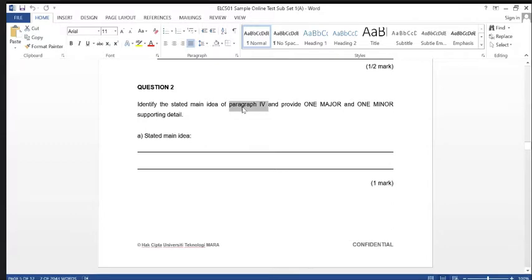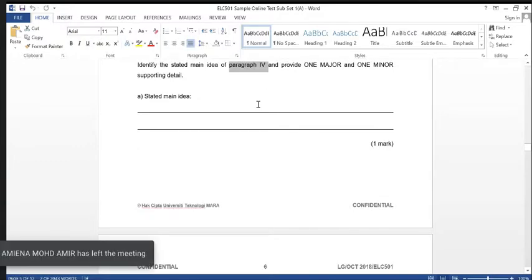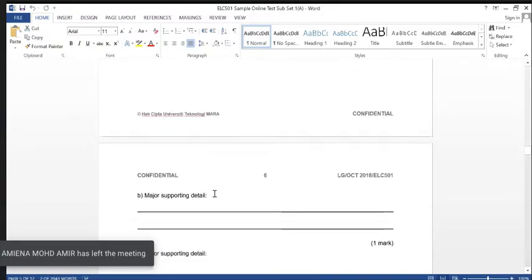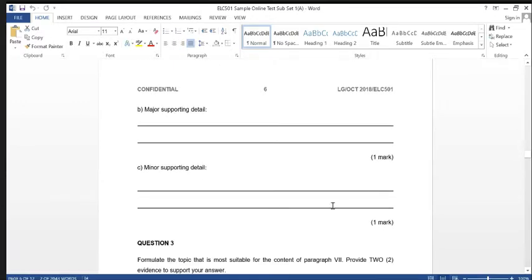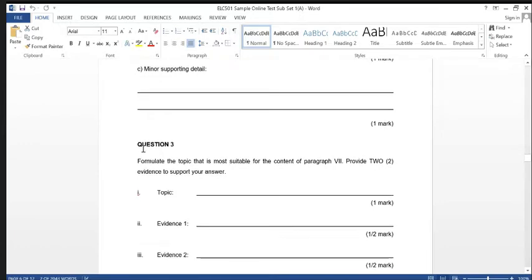the questions are referring to a specific paragraph. So, okay, this is not something you can compromise about. So you will be asked to write the stated main idea, major supporting detail, and minor supporting detail, which will give you 3 marks here. Now, next is question 3, formulate the topic.